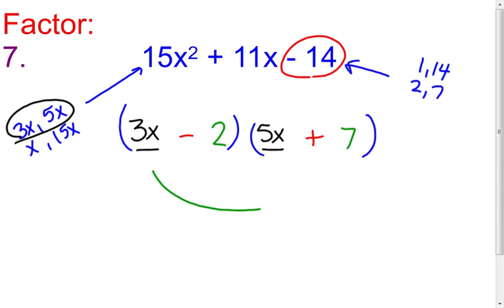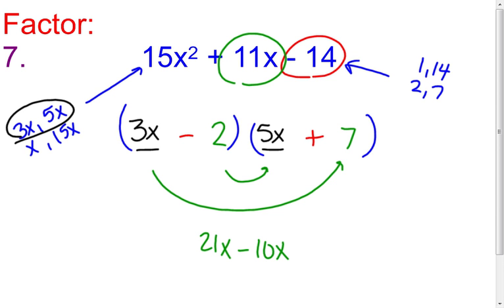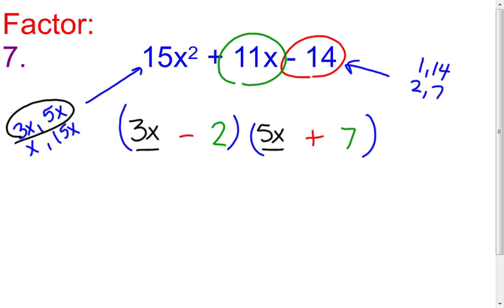I want to check my outsides and my insides. Outsides, 3x times 7 is 21x. Insides, negative 2 times 5x is negative 10x. And 21x minus 10x does make 11x in the middle, which is exactly what I need. So, when this happens, you guys, you just have to use trial and error, and try every combination that you can think of until you hopefully get one that's worked, or you exhaust all your combinations, and then there's no solution.